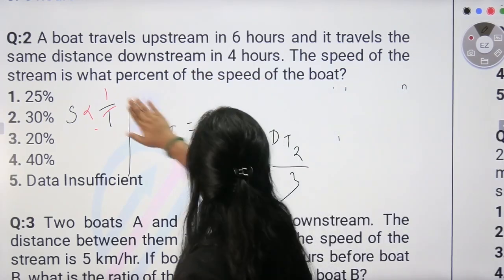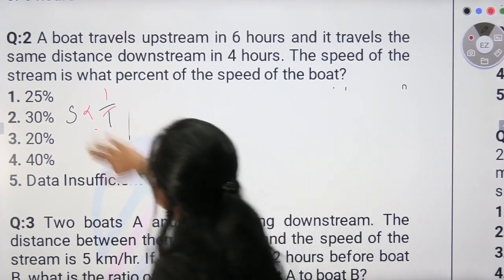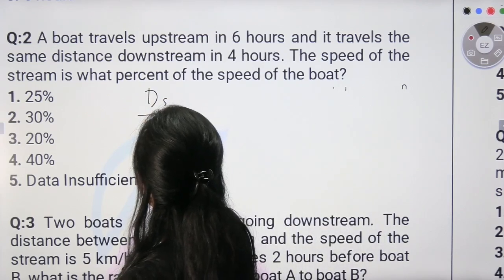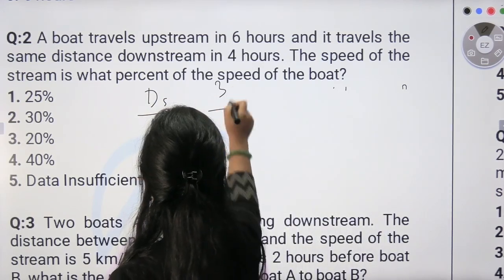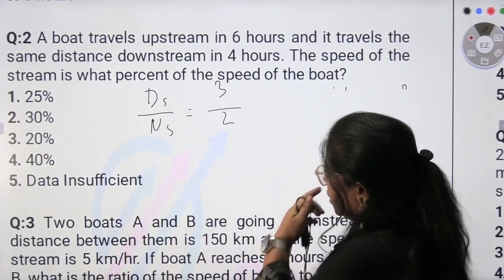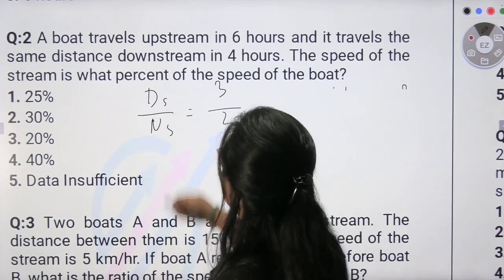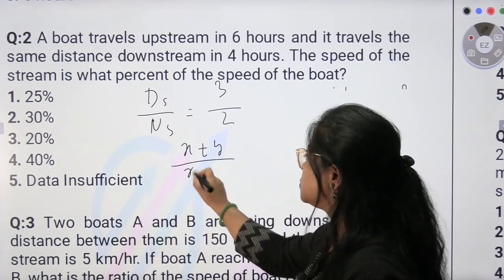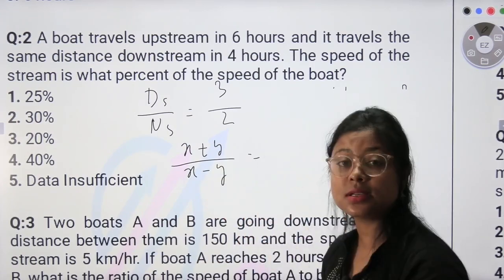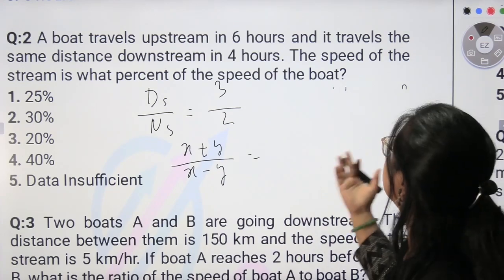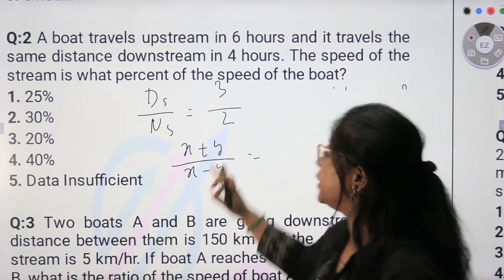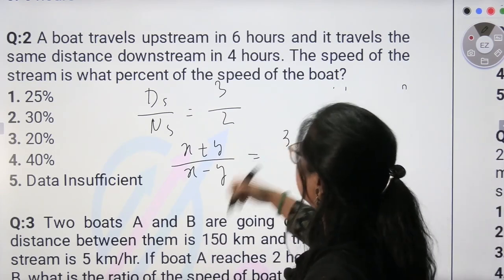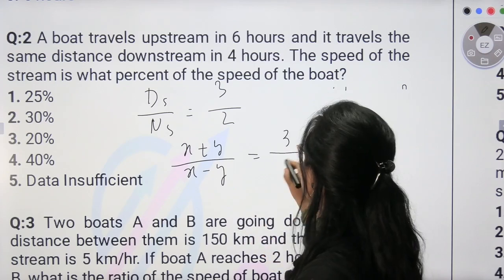Fine. So from here we are getting downstream speed to upstream speed as how much? 3 by 2. Okay. So what can we do? I know that downstream speed is x plus y, and upstream speed was x minus y, where x is the speed of the boat or speed of the man, or y is your speed of that current or stream. Fine. So from here we are getting x plus y by x minus y as 3 by 2.